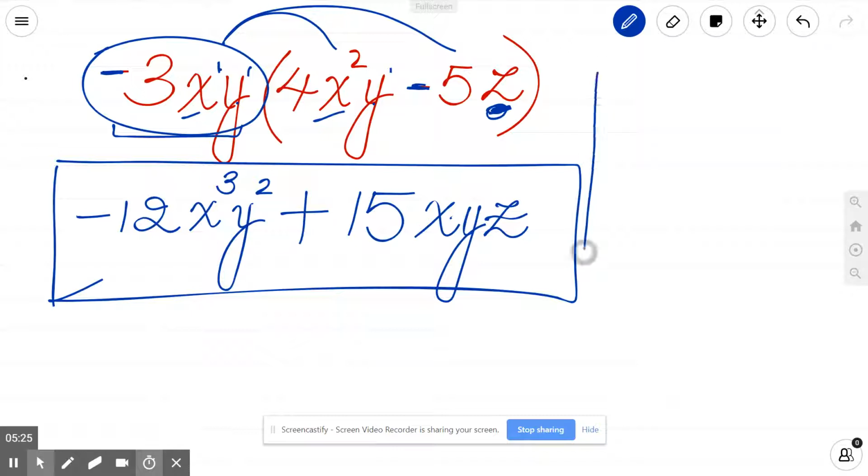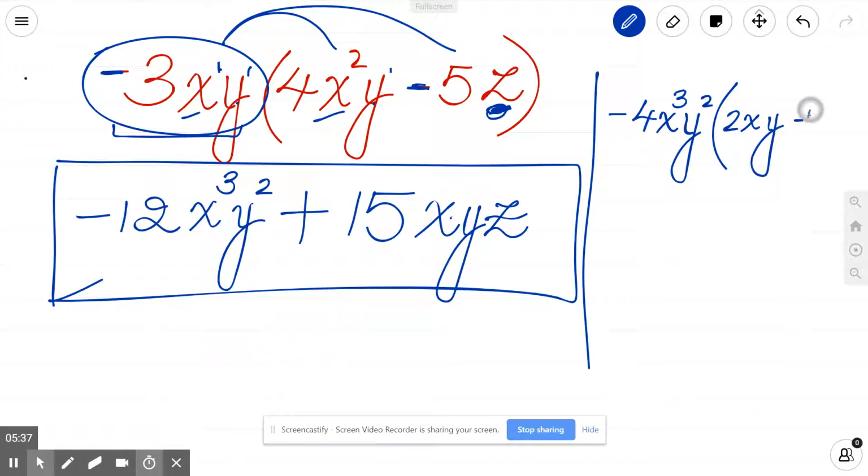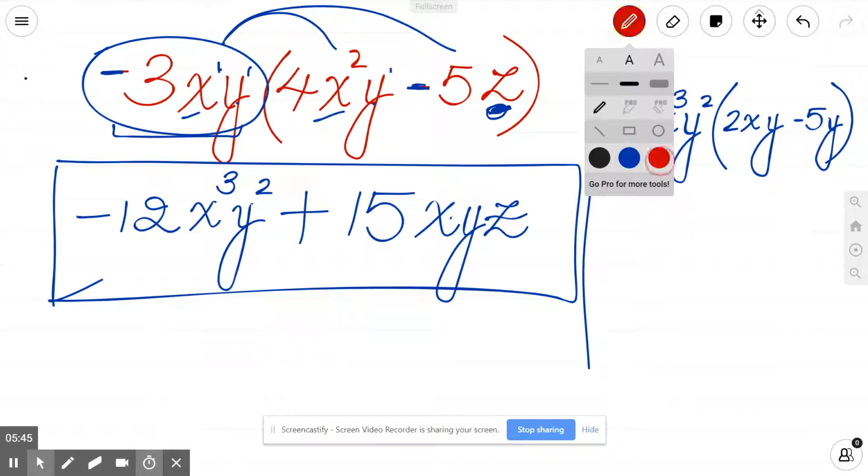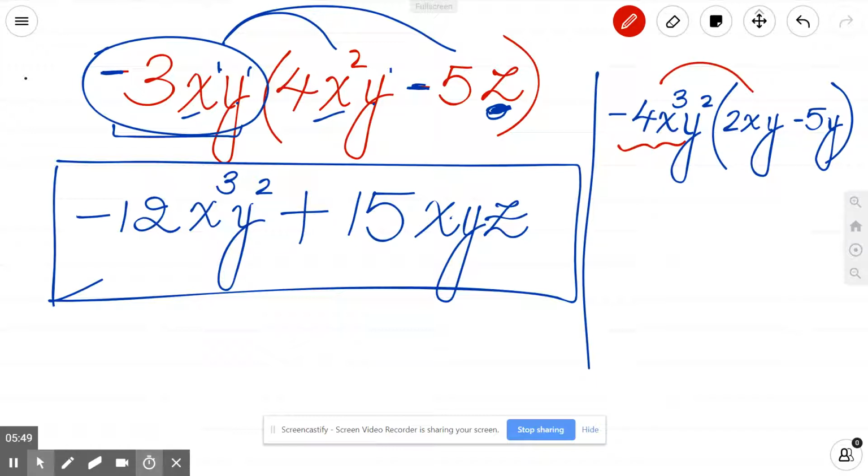So I'll let you try another one on your own just to make sure that you understand it. Let us say we have negative 4x cubed y squared, and we are multiplying it by 2xy minus 5y. If you have a question like this, think about or try to work out how you would actually solve this question. Remember, this piece will get distributed to everybody here. Try to solve this and see if you get the right answer.